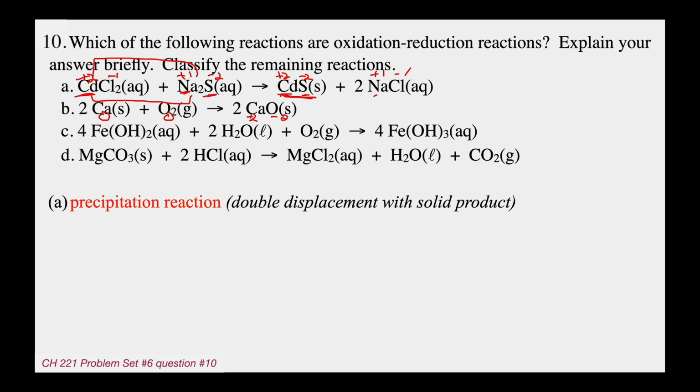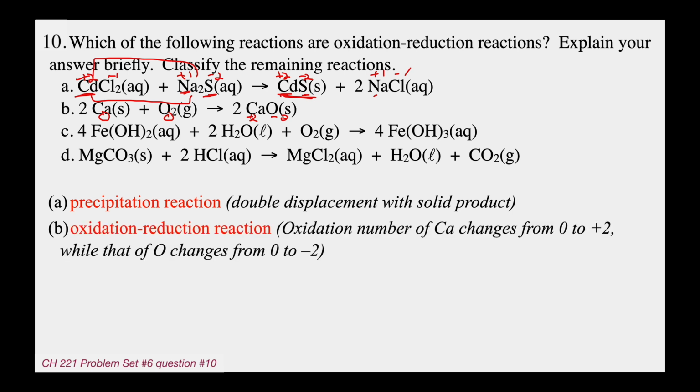Calcium has been oxidized. But if something's being oxidized, you have to have something being reduced. The oxygens are going from 0 to -2. Oxygens are gaining electrons. They're being reduced. So B is an oxidation-reduction reaction. And the ultimate way to do that is to see that calcium has changed its oxidation number. It's become more positive. It's lost electrons. Oxygen has become more negative because it's gaining electrons.